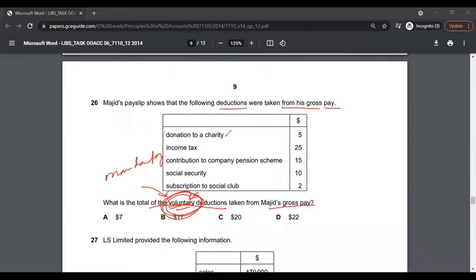Donation is voluntary. Nobody forces you to pay donation. So this is voluntary, $5. Contribution to pension scheme is voluntary, so $15. Subscription to a social club, that's voluntary, plus $2. So 15 plus 5, 20 plus 2, 22. So the answer to multiple choice 26 is option D, $22.